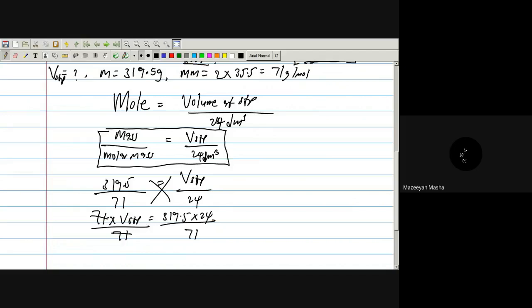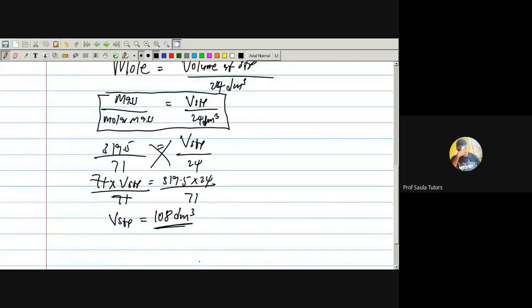319.5 times 24 is 7668. Divided by 71, that's 108 dm cubed. That's our answer. As simple as that. Do you find it very simple? Yes, sir. Just use the formula and you're good to go.